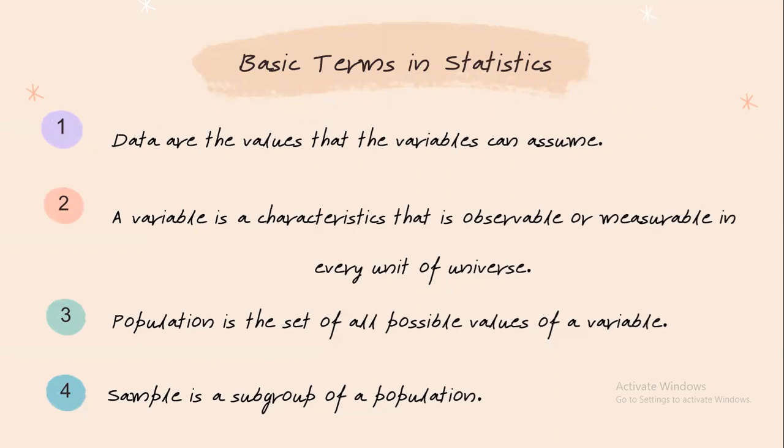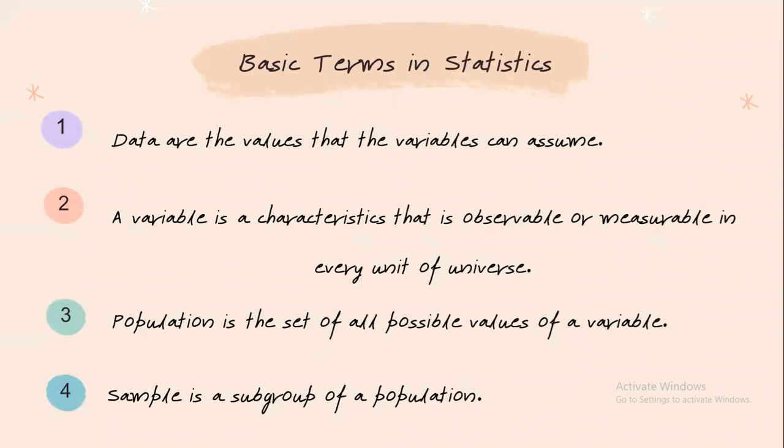Next, we have variable. A variable is a characteristic that is observable or measurable in every unit of universe. A variable is a characteristic of a unit being observed that may assume more than one of a set of values to which a numerical measure or category from a classification can be assigned.